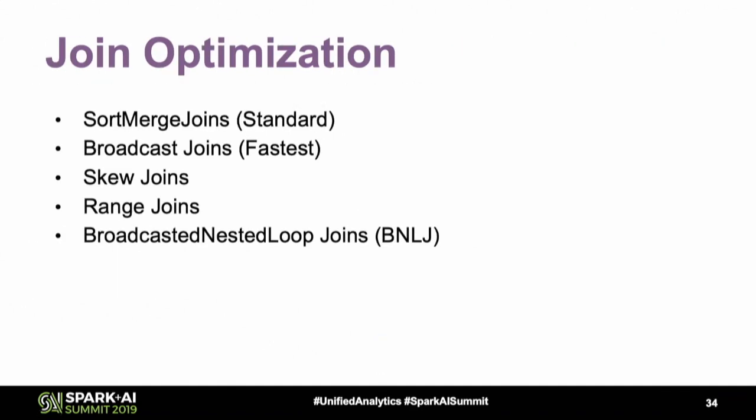All right, join optimization. This is probably what everybody came to this talk for. So the slowest but the most stable join is a sort merge join, right? We all know that probably. It's a really fast optimization if I can just do a broadcast join, which I'll talk more about in a moment. But there's also skew joins, range joins, and then the beast from hell, which is the broadcast nested loop join, which I'll talk about briefly here today and how to get around it if you can.